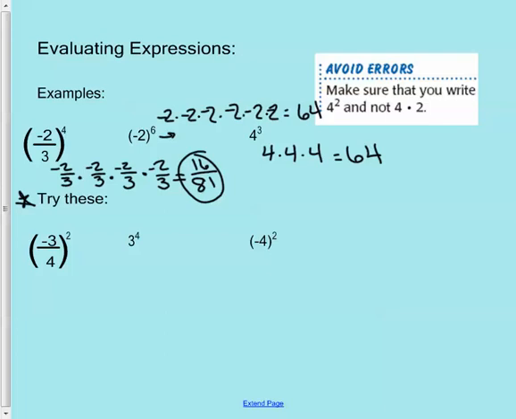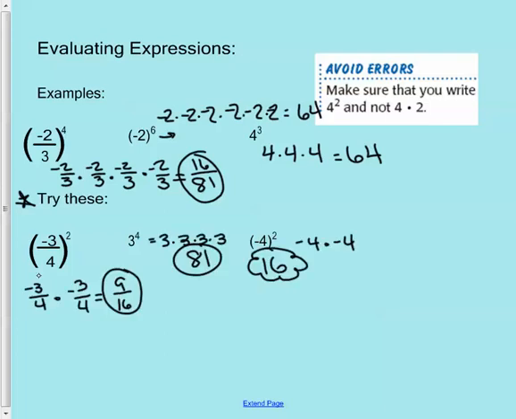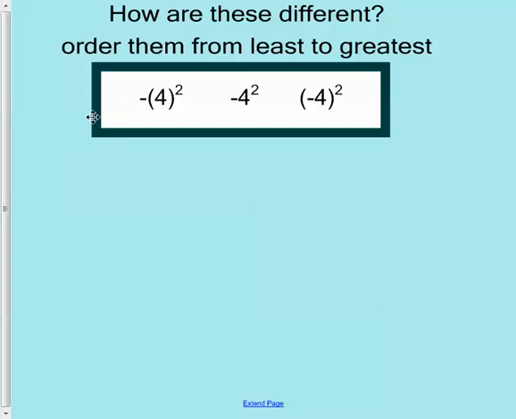Okay, grab your red pen. Here we go. So my repeated multiplication is shown, and my answer is shown. Make sure you check your work. Okay, so let's look at this one a little closer. How are these different? If I have a negative 4 squared versus a negative 4 squared versus a negative 4 squared. Okay, they all look like they have a negative, they all look like they have a 4, and they all look squared to me.